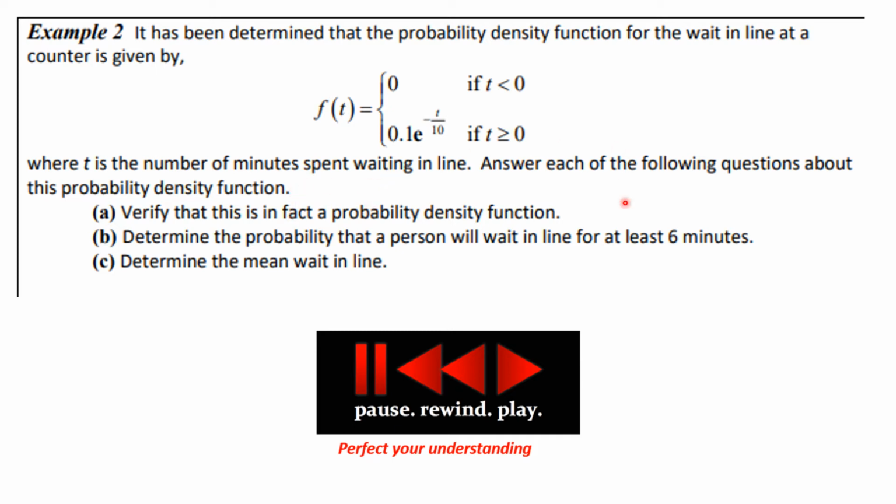So we want to answer each of the following questions about this probability density function. I've claimed it's a probability density function, but A, again, I'm asking you to verify that this is in fact a probability density function. B, determine the probability that a person will wait in line for at least 6 minutes. And C, determine the mean or average wait time in the line. You should know what to do. Let's see how you did.